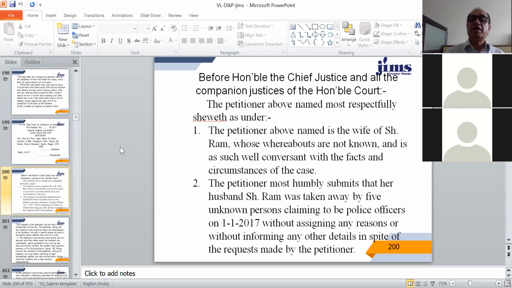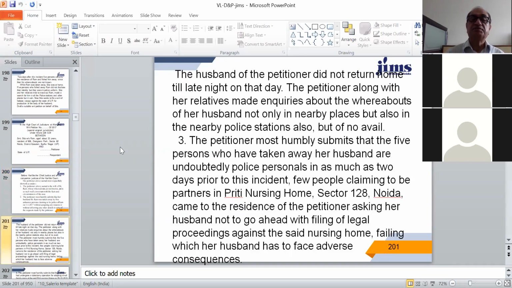The petitioner above named is the wife of Shri Ram, whose whereabouts are not known, and is as such well conversant with the facts and circumstances of the case. Para 2. The petitioner most humbly submits that her husband Shri Ram was taken away by 5 unknown persons, claiming to be police officers, on 1/1/2017, without assigning any reasons or informing any other details, in spite of requests made by the petitioner.